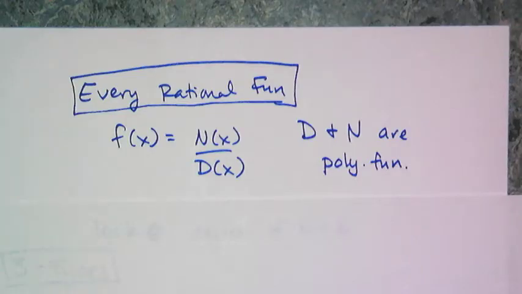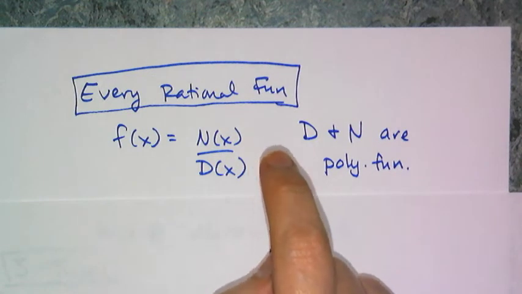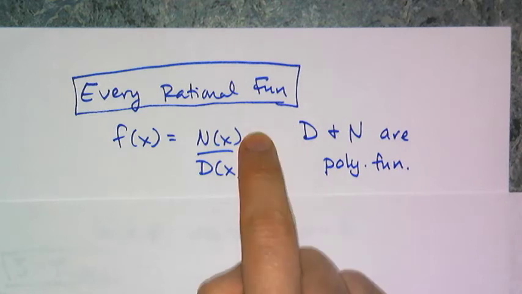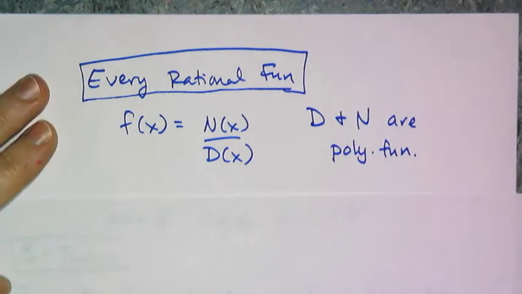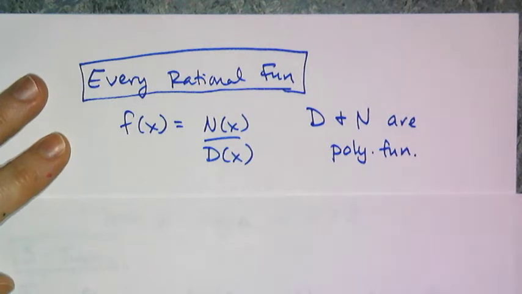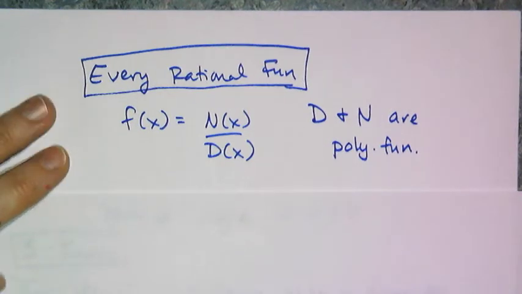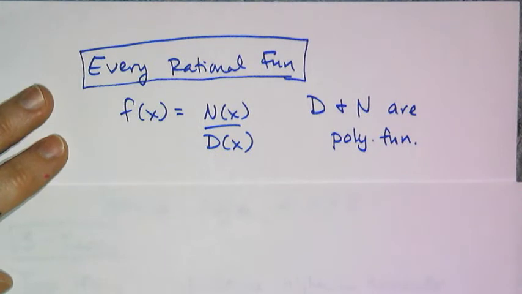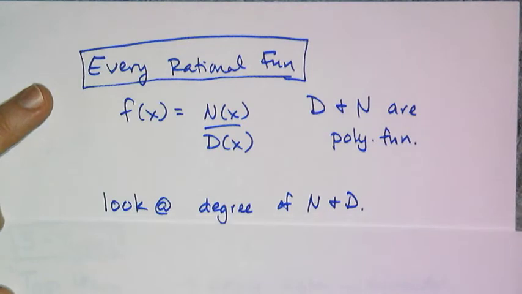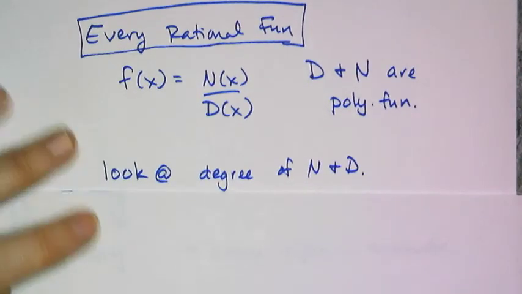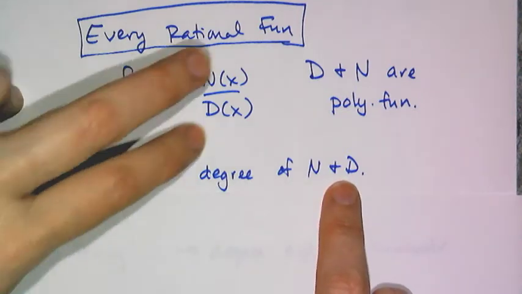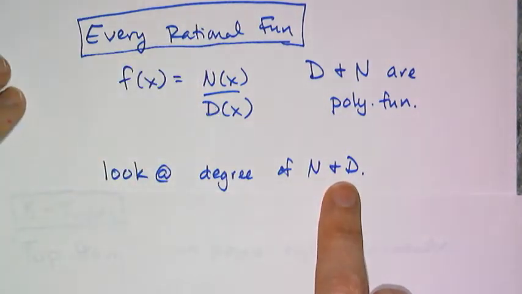Now in general, every rational function is defined as a ratio of two polynomials. So n of x and d of x are polynomial functions. So if you remember from graphing polynomial functions, the end behavior was dictated by the highest degree term, which means that's the degree of the polynomial. And so in order to determine end behavior for a rational function, all I have to do is look at the degrees of these two polynomials and what they are in relation to each other.